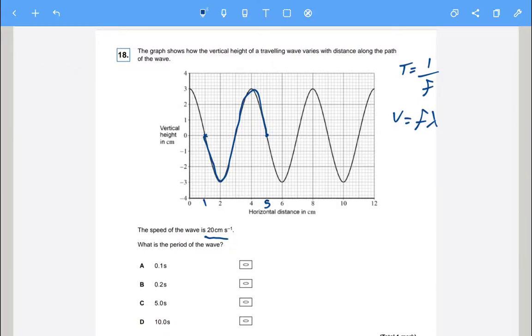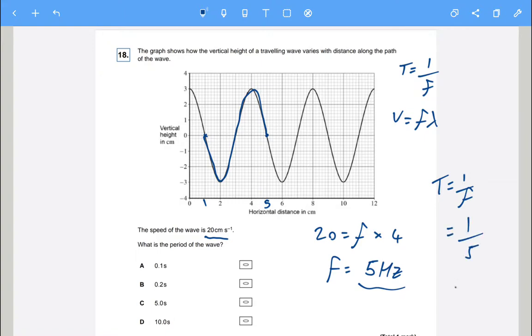So the wavelength is 4 centimeters. So now I've got wave speed and wavelength. So v equals f lambda, we might as well leave it in centimeters. So wave speed is 20 centimeters per second, so 20 equals frequency f times wavelength, 4 centimeters. 5 minus 1 is 4. So the frequency is 20 divided by 4, which is 5 hertz. And then the time period from that is 1 over f, so it's 1 over 5, which gives a time period of 0.2 seconds. So that correlates with answer B.